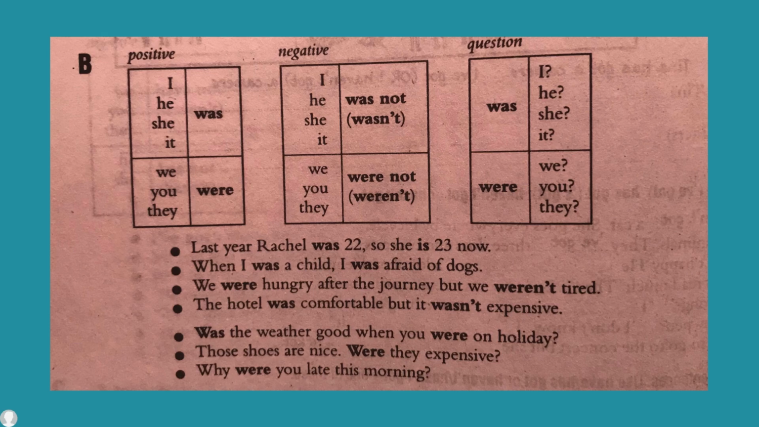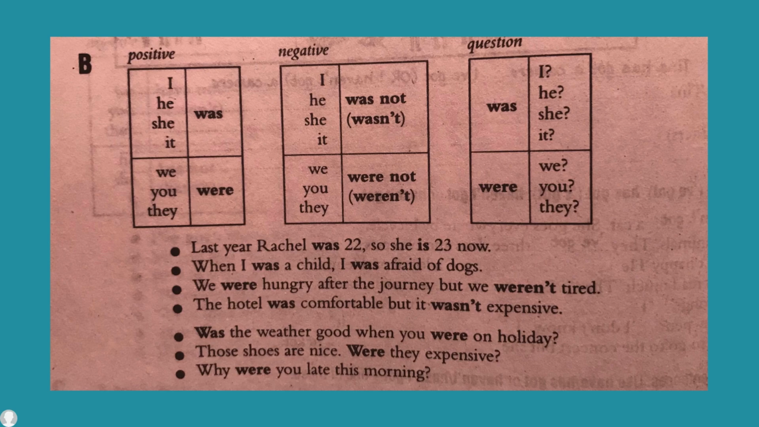The first one, last year Rachel was 22, so she is 23 now. So in this example, you can see how the past form and the present form both are used in a single sentence. Next one, when I was a child, I was afraid of dogs. Next one, we were hungry after the journey, but we weren't tired. Next one, the hotel was comfortable, but it wasn't expensive.